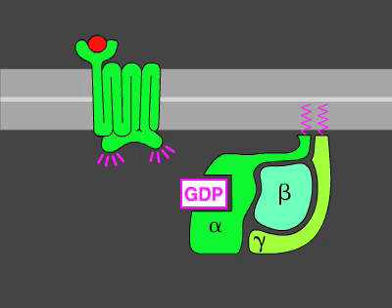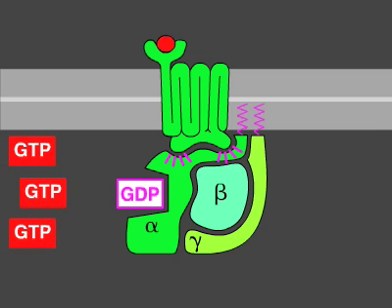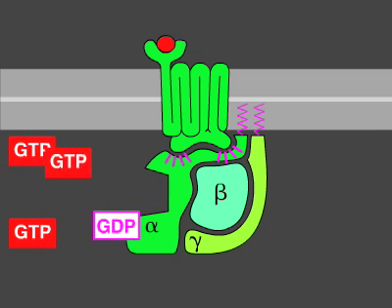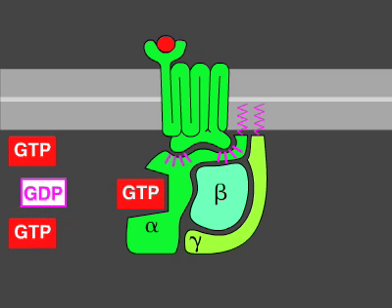In some cases, the inactive G protein is associated with the inactive receptor, while in other cases, as shown here, it only binds after the receptor is activated. In either case, an activated receptor induces a conformational change in the alpha subunit, causing the GDP to dissociate. GTP, which is abundant in the cytosol, can now readily bind in place of the GDP.